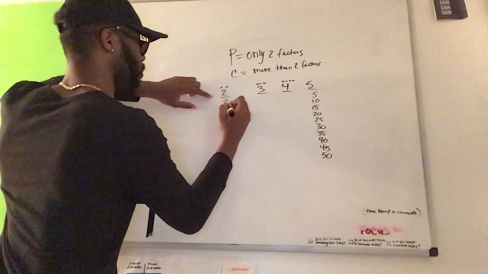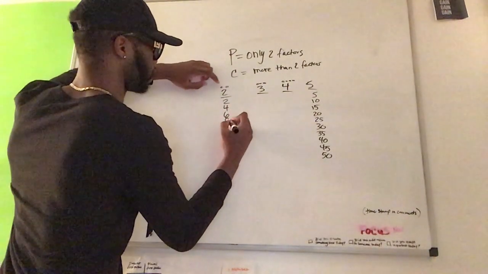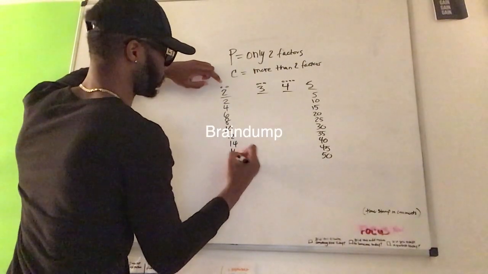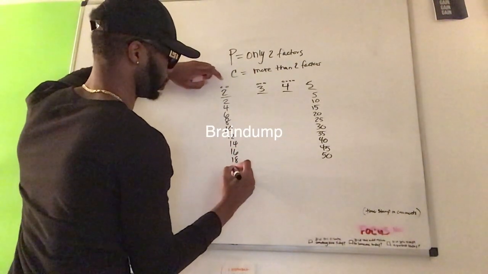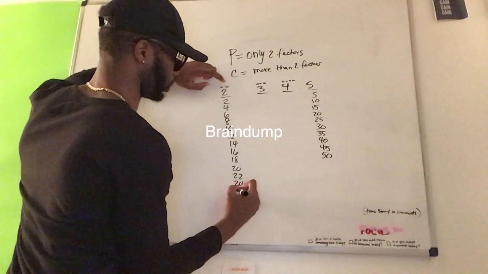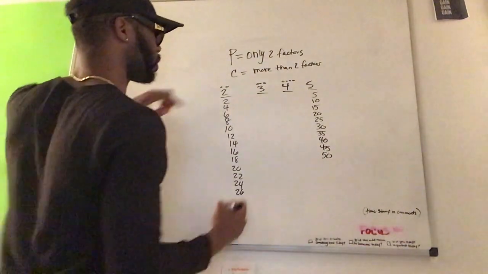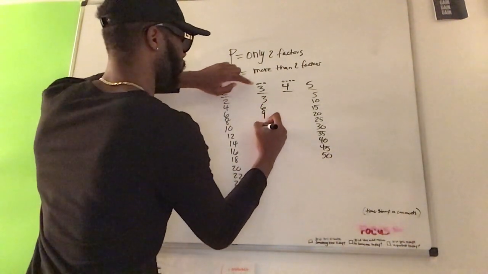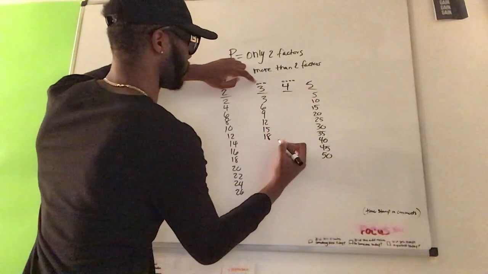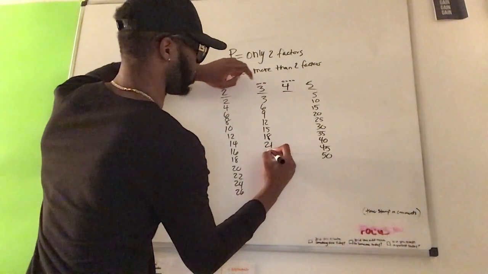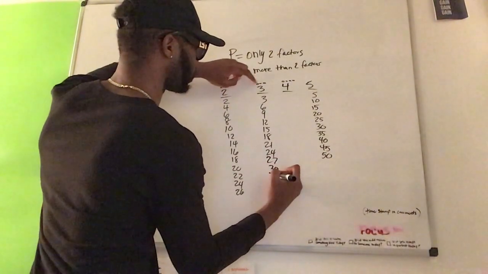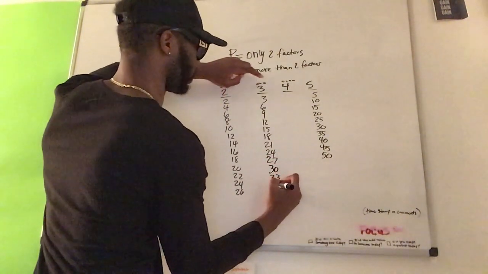2's are easy. 2, 4, 6, 8, 10, 12, 14, 16, 18, 20, 22, 24, 26. Then 3's: 3, 6, 9, 12, 15, 18, 21, 24, 27, 30, 33, 36. I'm going to stop right there.